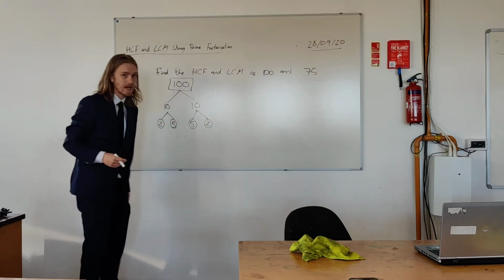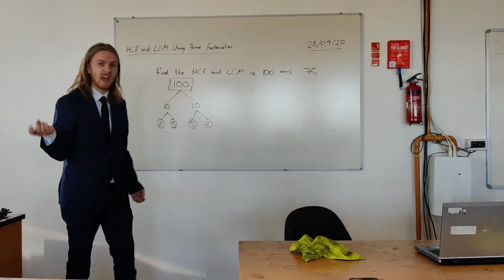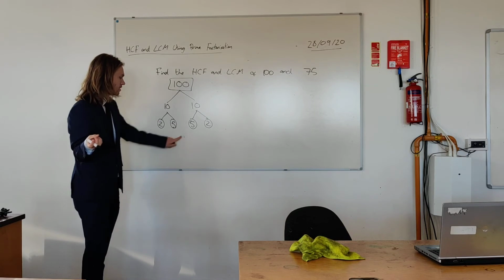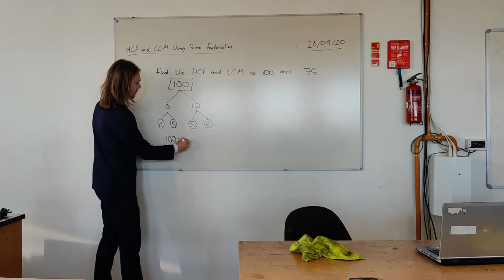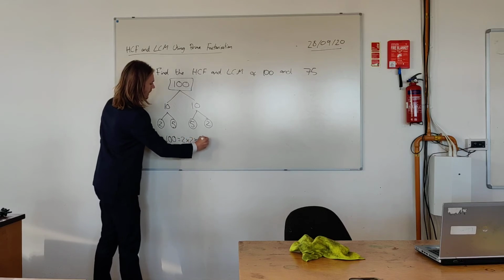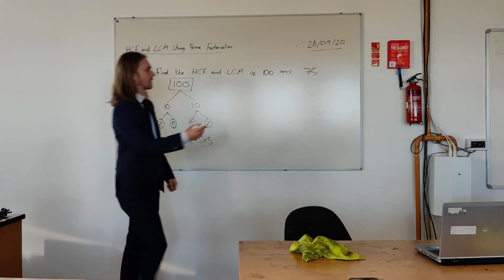You might not have started with 10 and 10. You might start with 50 and 2. Or 4 and 25. And that's still fine. Okay, you still should have got, as your final answer, 100 is 2 times 2 times 5 times 5, or 2 squared times 5 squared. And I'm going to do 75.